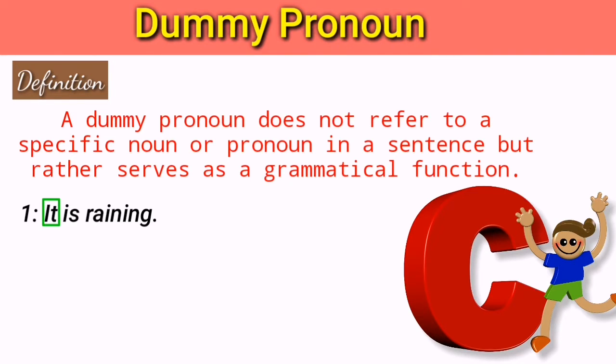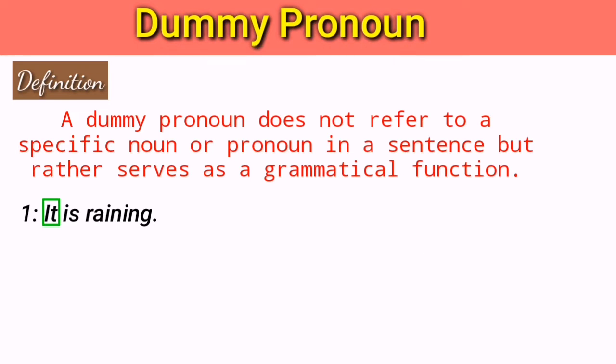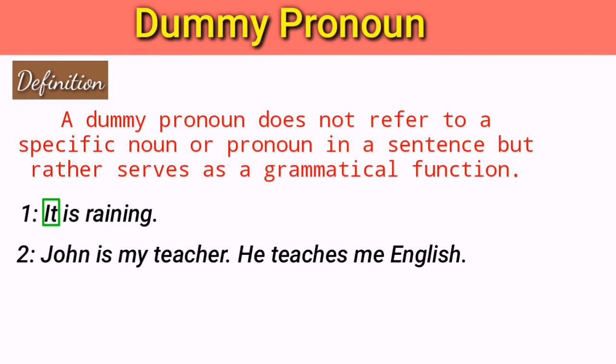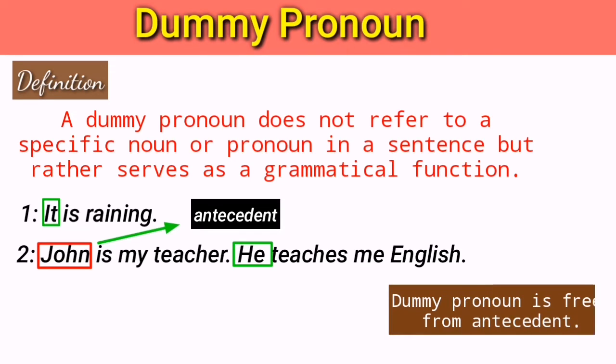You need to remember that a demi-pronoun does not have an antecedent in a sentence. As you know, normal pronouns have antecedents. For example, John is my teacher. He teaches me English. In this example, he is a normal pronoun because it has an antecedent, and that is John. Because here he refers to the subject John, but in the above example, the pronoun it does not refer to a noun.